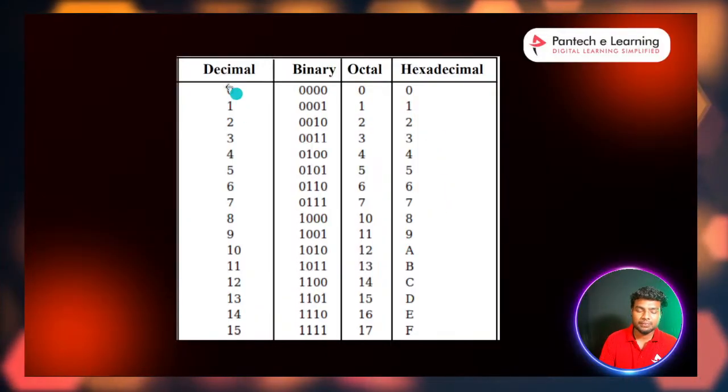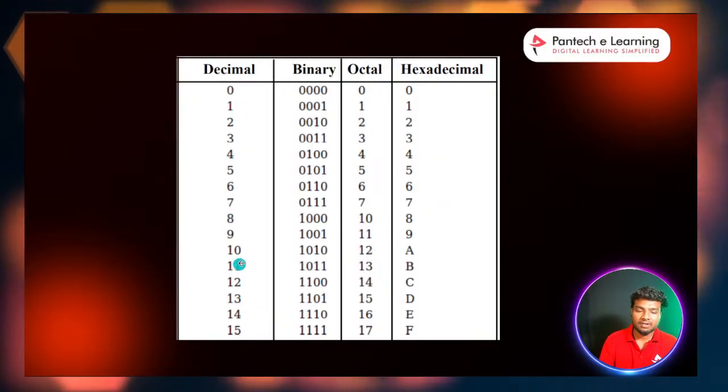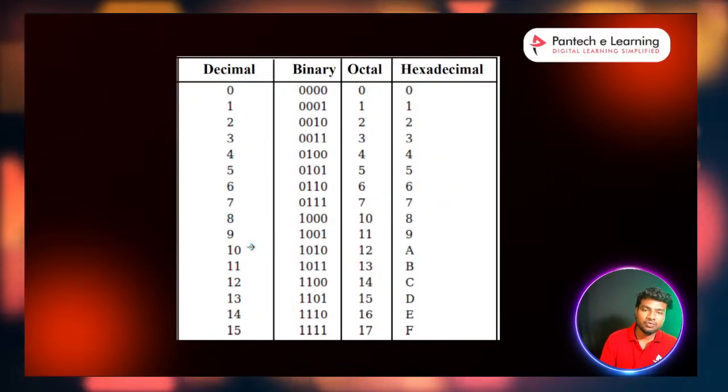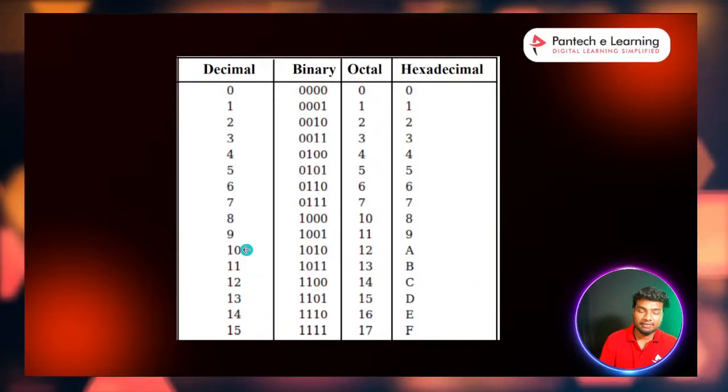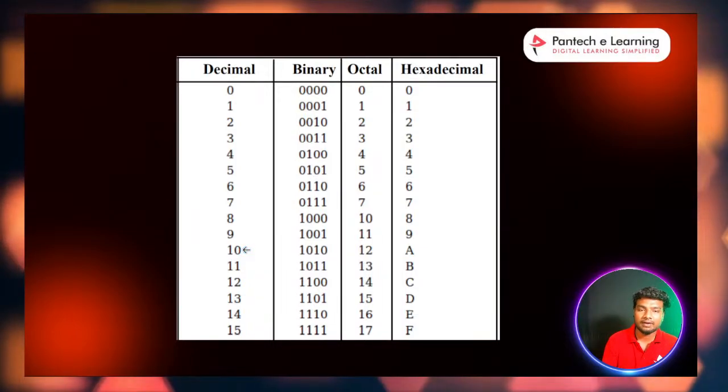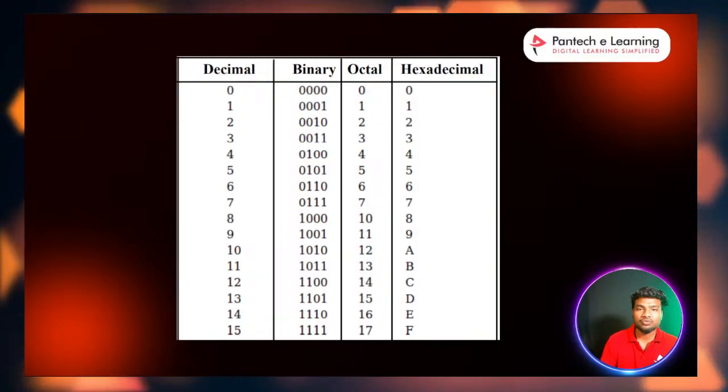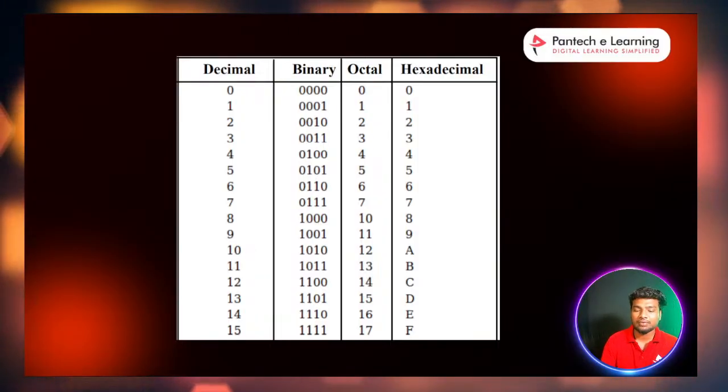So here in decimal we have 0 to 9. After that, if you want to declare a decimal, we can declare it as 10. But if you want to declare it in hexadecimal, you have to follow this.